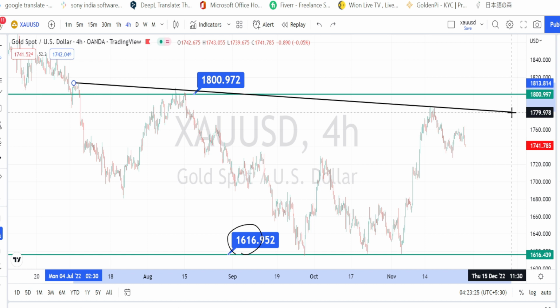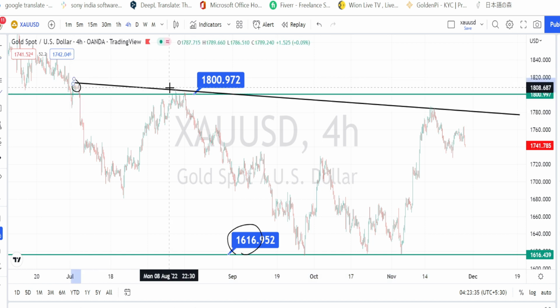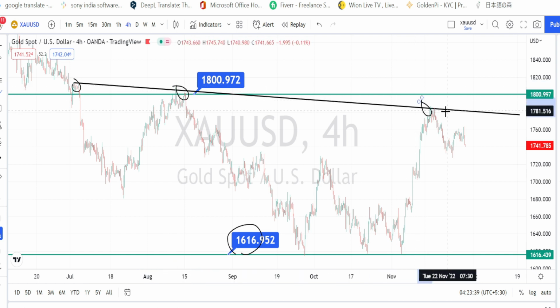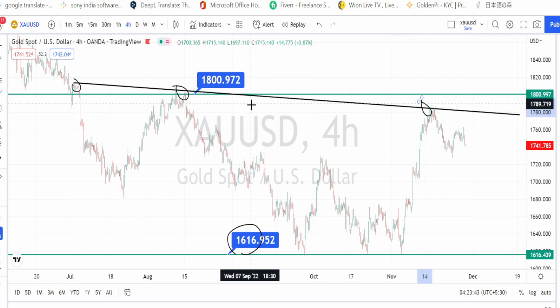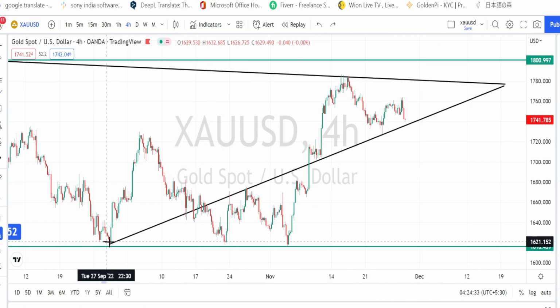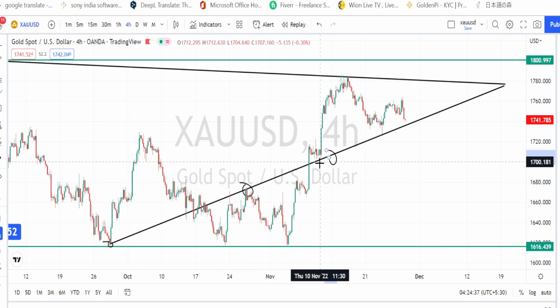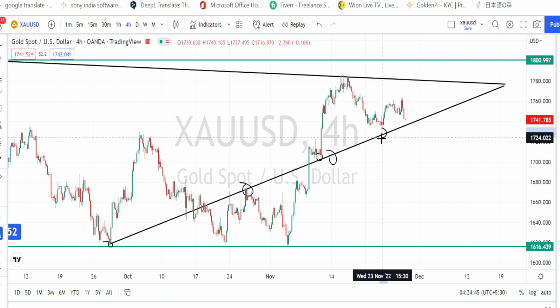And now I am drawing a resistance line connecting the highs of the previous price action, and we are noticing the price action to respect this previous resistance line, and the price action has trended on the bearish side retracement after testing this resistance line. And on the bearish side also I have drawn a support line or a trend line where we have noticed the price action to take support in the past.